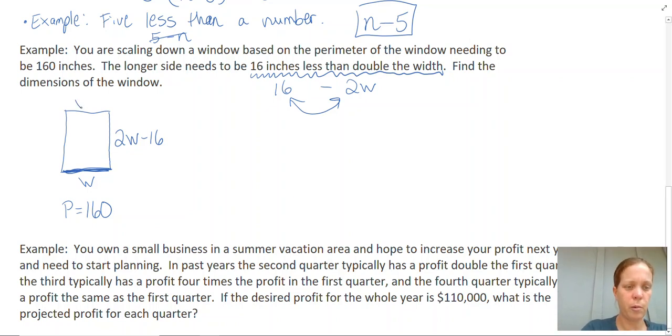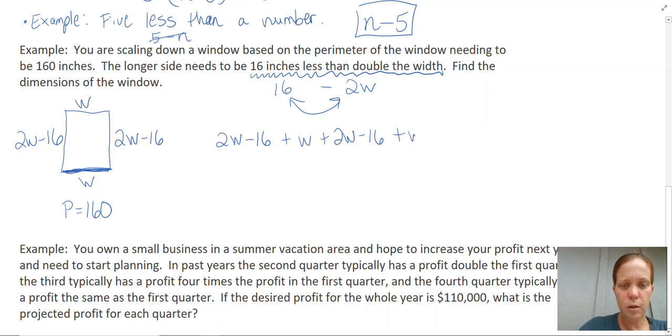So assuming we're talking about a rectangular window, top would be W, the other side would also be 2W minus 16. Okay, now you could just kind of add around on that image. I'll write this out, but if you can just go around and skip the step I'm going to write right now, that's totally fine. But I'm going to write this out. So I've got 2W minus 16 plus W plus 2W minus 16 plus W. All those should add up to 160.